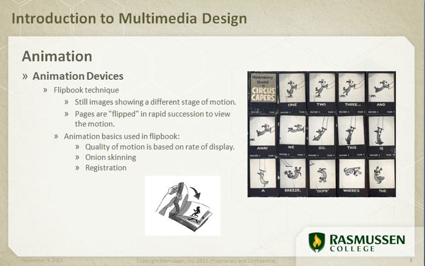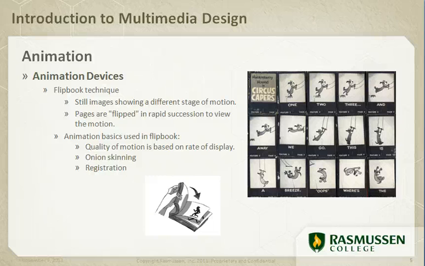Another animation device is the flip book. The technique for creating a flip book is to create still images showing a different stage of motion on each page. The pages are then flipped in rapid succession to view that motion. So the basics within this idea is that you get a quality of motion in the rate of the display.